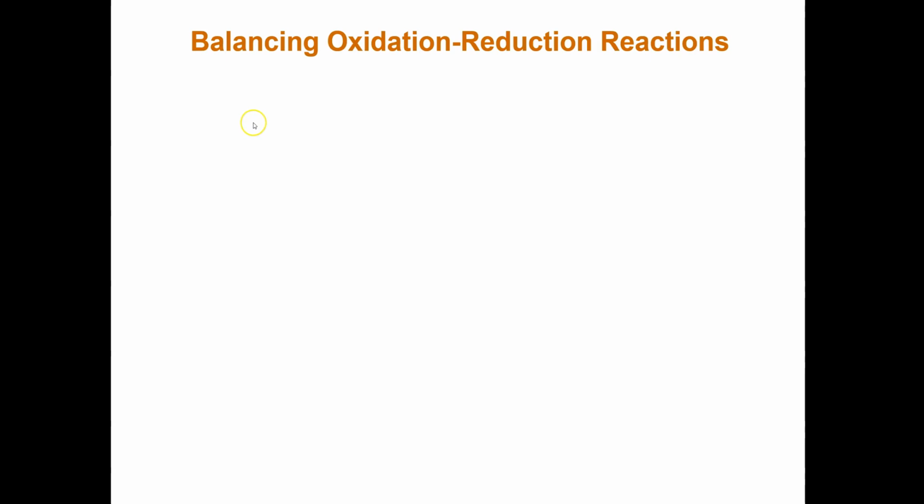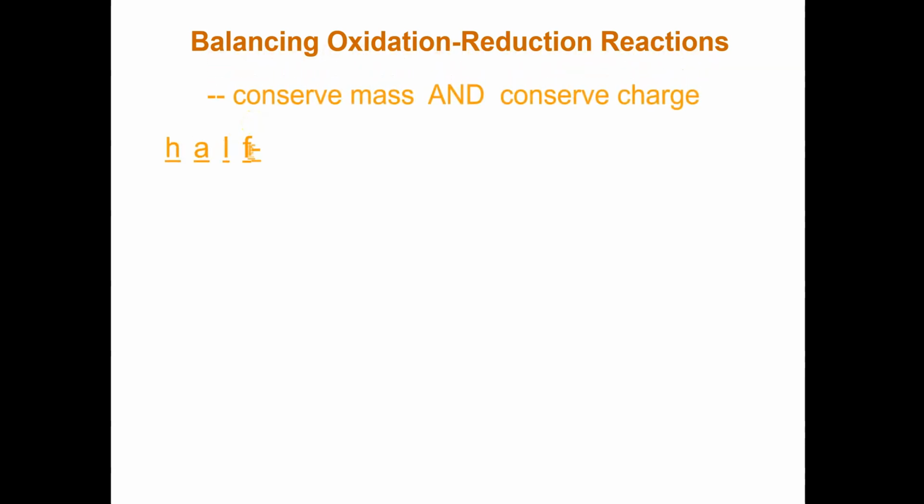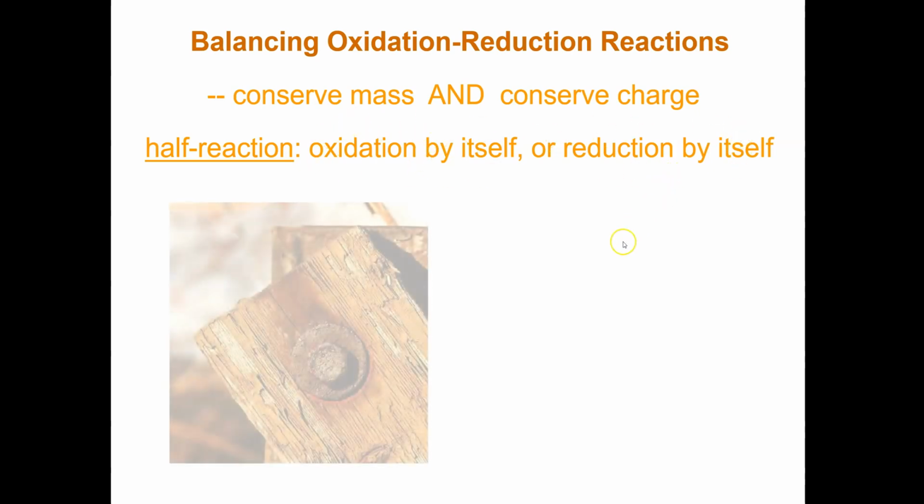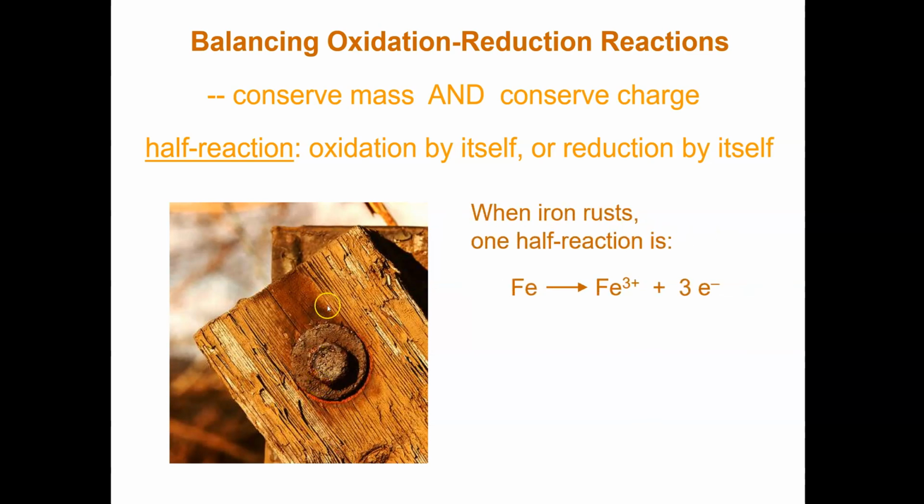Okay, so let's talk about balancing redox reactions and how to conserve mass and conserve charge. So we're going to be using what we'll call a half reaction. A half reaction is basically you're going to separate the oxidation by itself or the reduction by itself. So let's think of a piece of wood as an example, or iron that has iron in it. And iron is going to rust in one half reaction. So we're going to take just iron itself, and we're going to lose 3 electrons, which is going to be 3 here, and Fe3+. We're going to call this an oxidation because it lost 3 electrons.